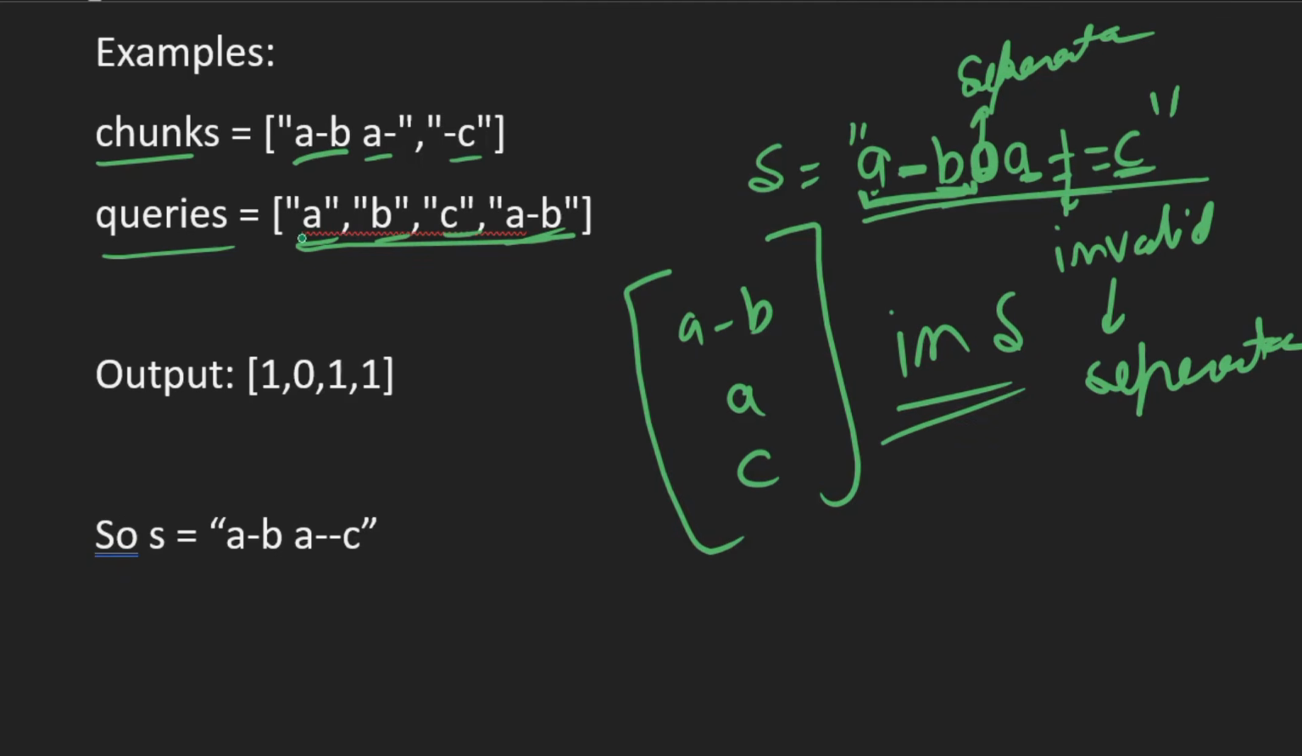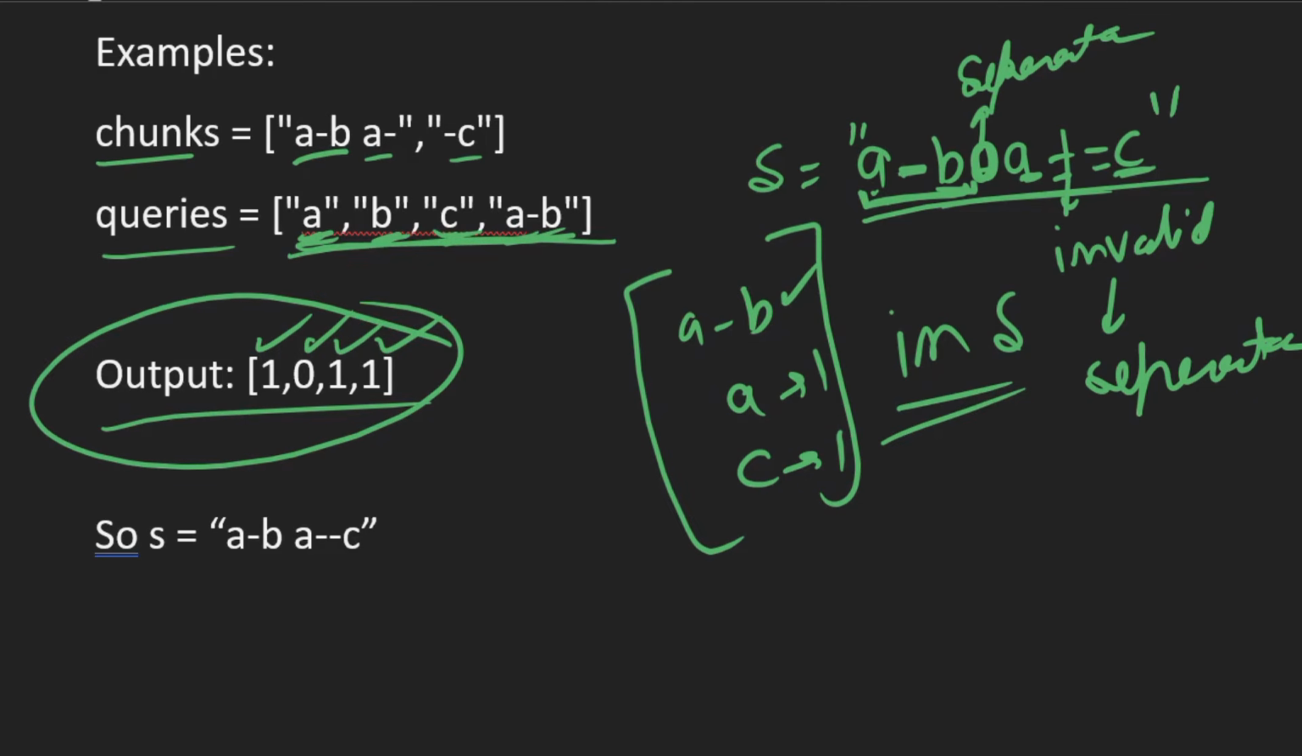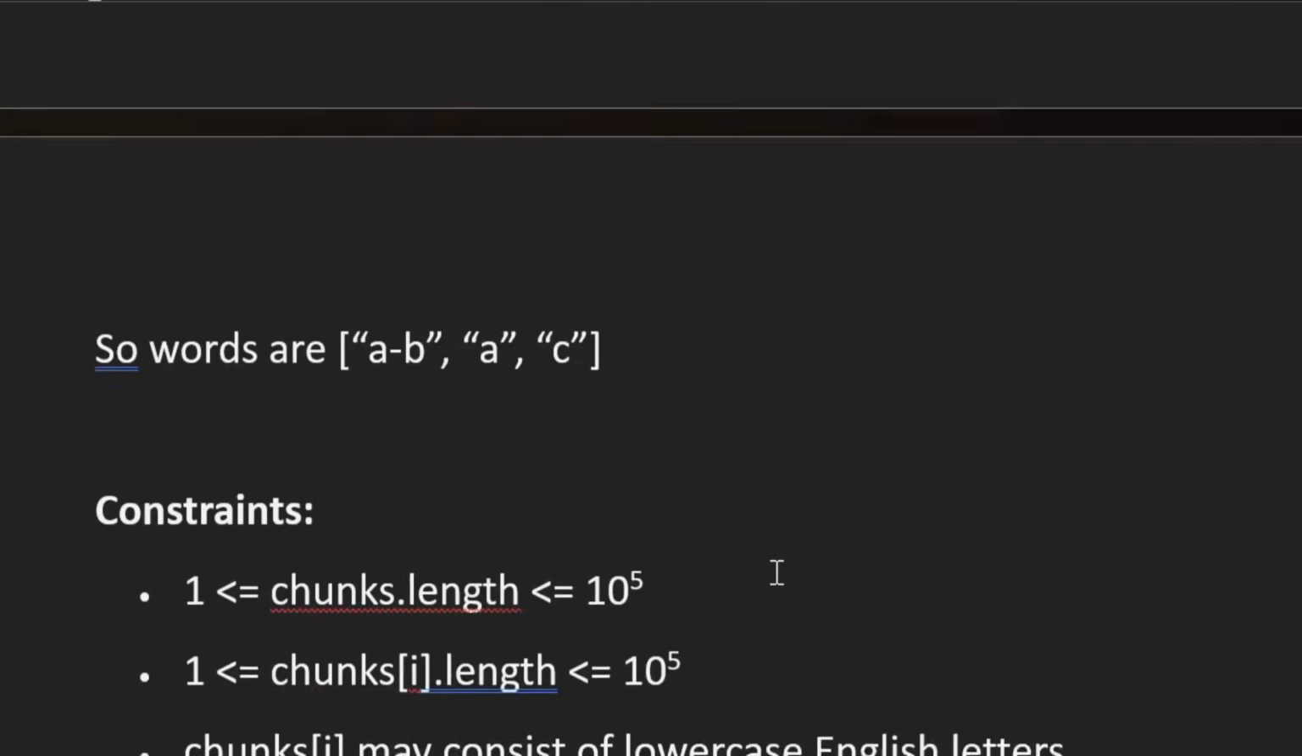Now let's see the queries. First query is a, is a present? Yes, a is present. How many times? One time, so we have returned 1. Is b present? No, b is not present. Count of b is 0, so we have put 0. Is c present? Yes, c. Count of c is 1, so 1. Count of a-b, or a hyphen b, is also 1. So this is our output array. We have written the frequency of each word in the query array. So this is the question that is being asked.